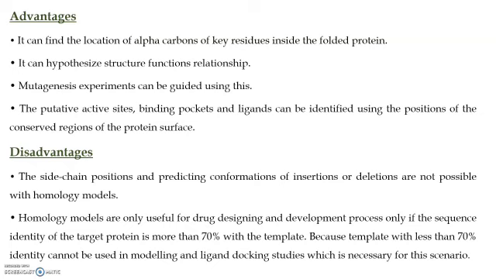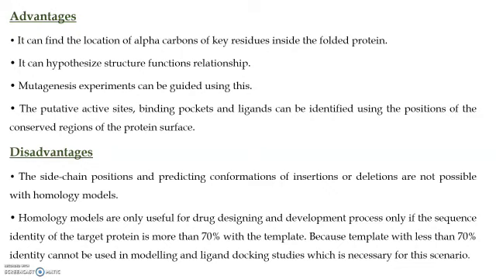And the second major reason for errors is the errors present in the template itself. The advantages of this homology model are that it can find the location of alpha carbon residues inside the folded protein, and it can hypothesize structure-function relationships, and mutagenesis experiments can be guided using this type of homology modeling.